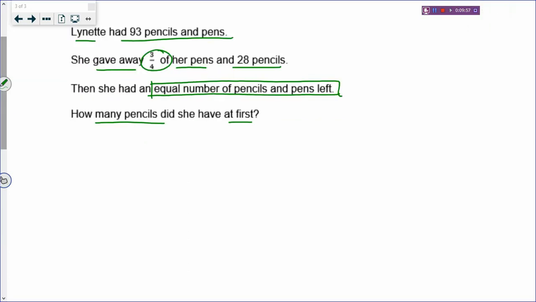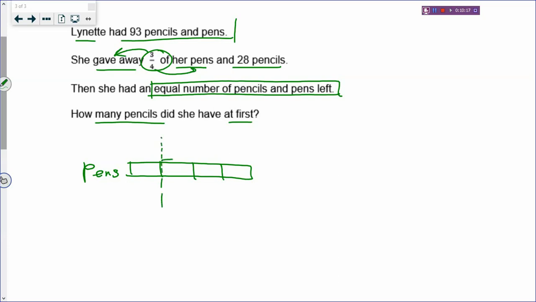Alright, so how do we draw? If you do not know how to draw the first sentence, you can always jump to the next sentence. She gave away 3/4 of her pens. So the pens have a total of 4 boxes, and she gave away 3 boxes. So I'm going to draw a dotted line to show the 3 boxes that were given away. Why do I draw a dotted line? Because this is the left, and there is an equal number of pencils and pens left.